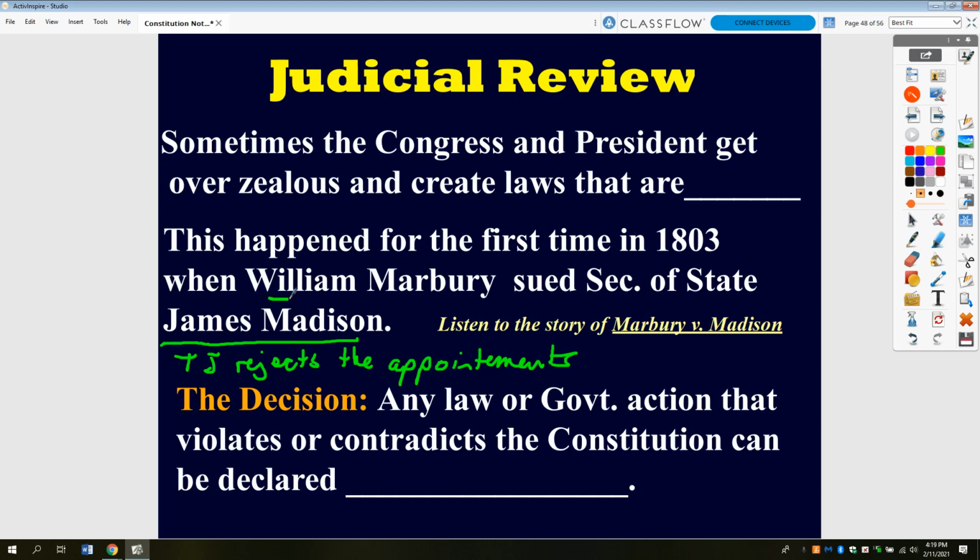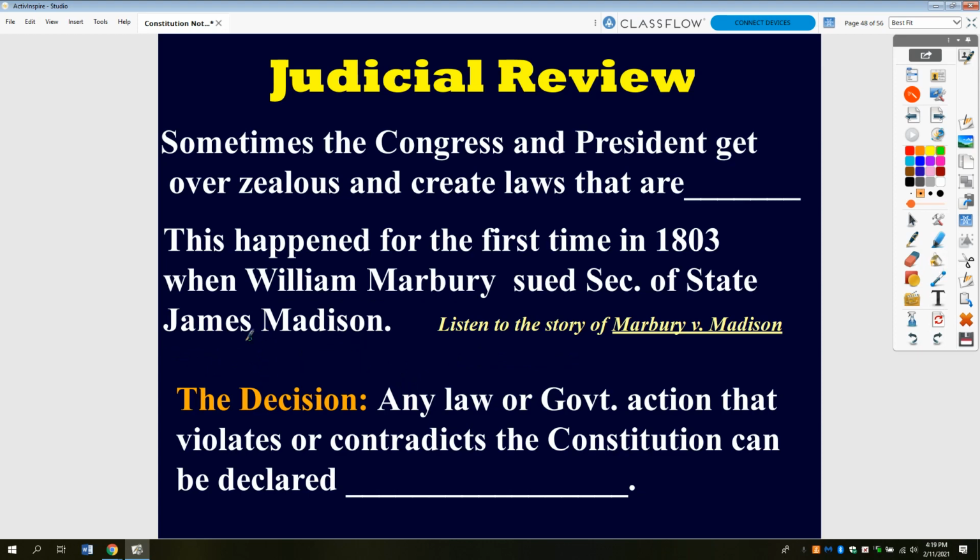Well, Mr. William Marbury was one of those judges. He got approved by the Senate, and it was sent off to the president, and Thomas Jefferson rejected it. James Madison sent them back. So what Mr. Marbury says is, I'm suing Mr. Madison. I should have had a job. I got appointed, and I got approved. Why haven't I got a job? Mr. Marbury takes his case directly to the Supreme Court.